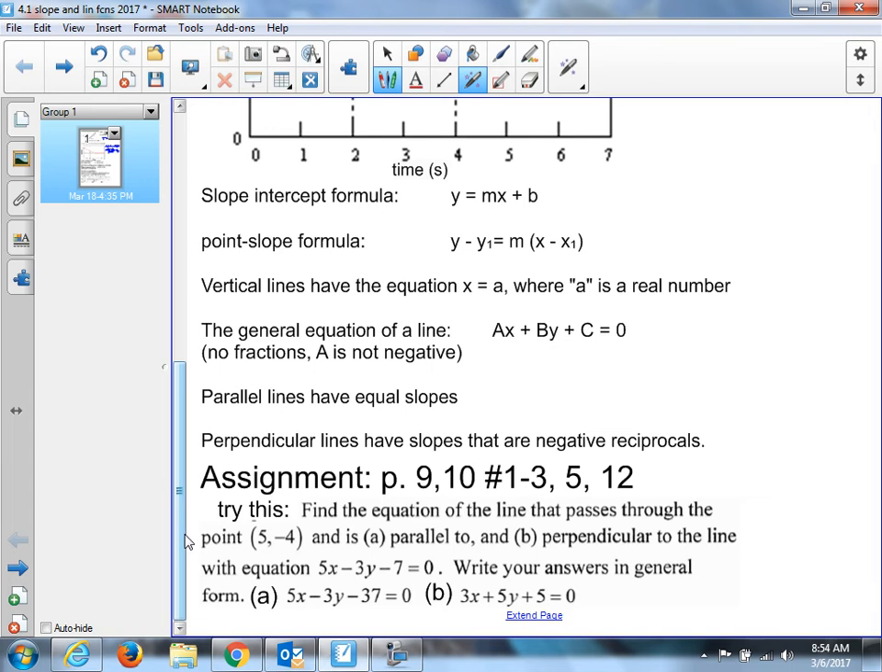Parallel lines have equal slopes. Meaning, if this is 2x plus 5, this is parallel, this is y equals 2x. Same slope, not news.